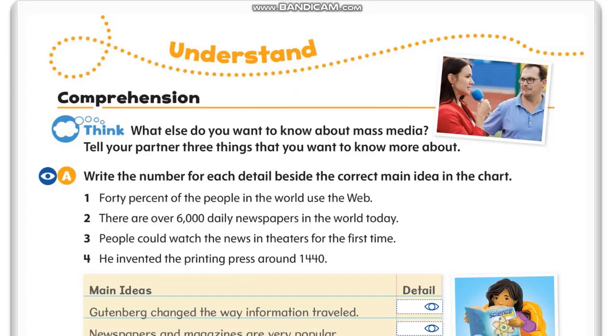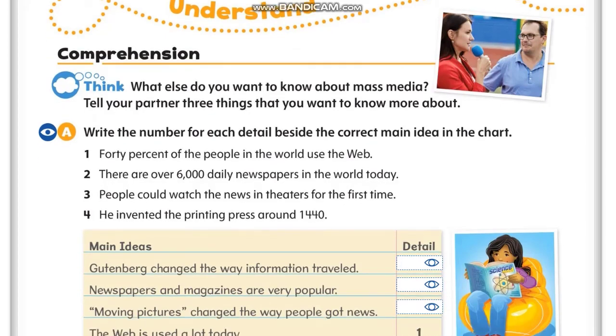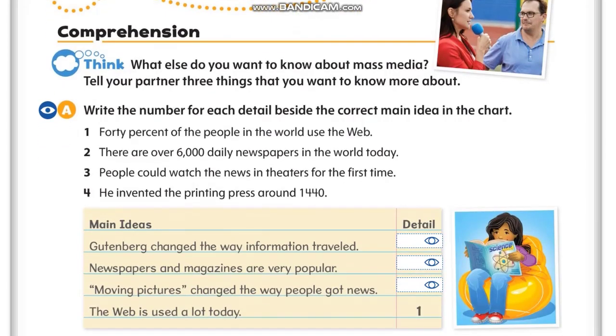As we listen to the text, think, what else do you want to know about mass media? Tell your partner 3 things that you want to know more about. Let's answer the questions on page 132. We have A. Write the number for each detail beside the correct main idea in the chart.